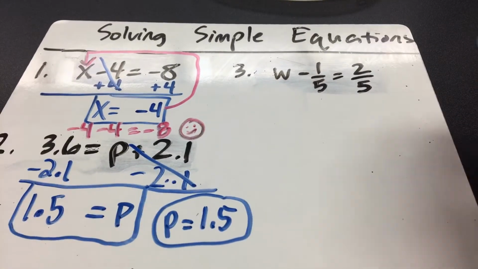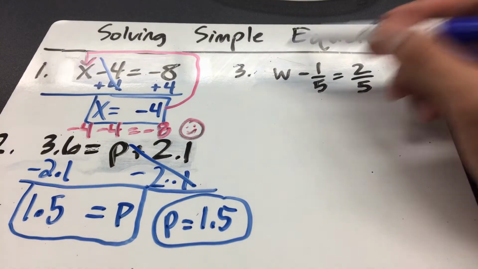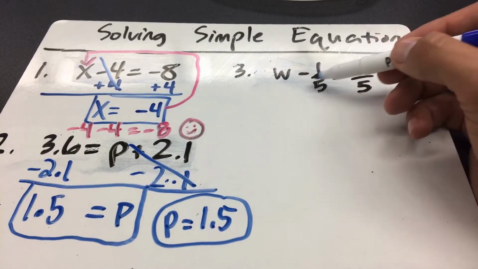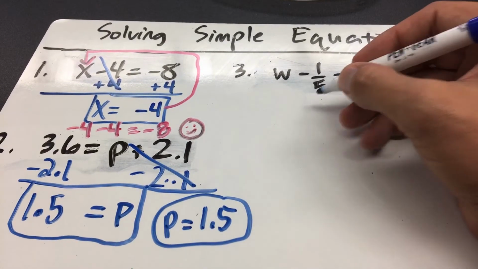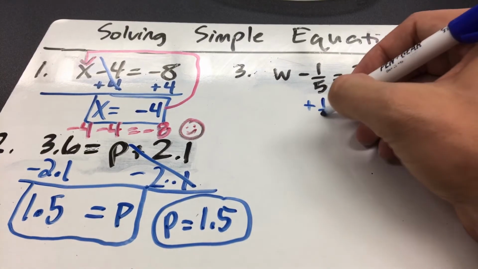Okay, the last one on this board, fractions. Don't let the fractions throw you off. It's the same idea, the same process. What's happening to the W? My W is being subtracted with 1/5. How can I undo? What's the inverse of subtracting 1/5? Well, that would be adding 1/5.